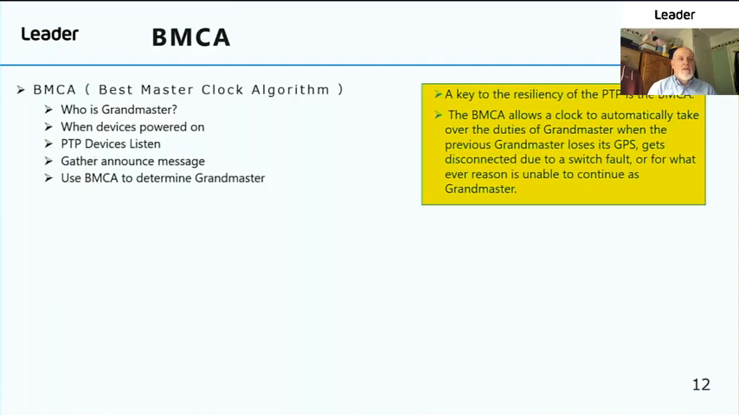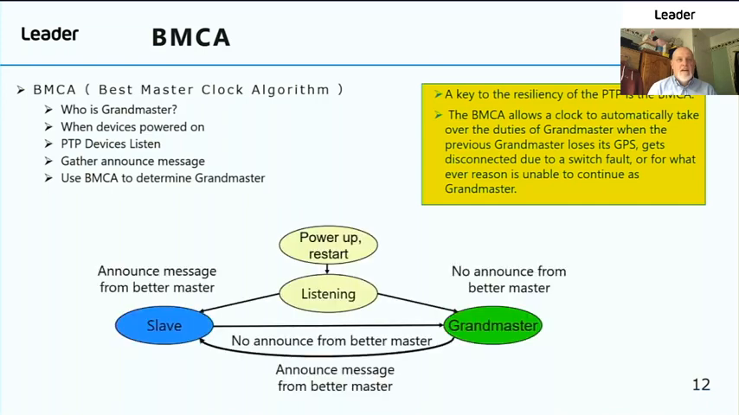So let's have a look at the best master clock algorithm and how it works. And as we said, this is key to the resilience of a PTP network. The best master clock algorithm allows a clock to automatically take over the duties of the Grand Master when the previous Grand Master loses its GPS, gets disconnected due to switch fault, or for whatever reason is unable to continue as the Grand Master. And this is achieved by the device announcing itself on the network.